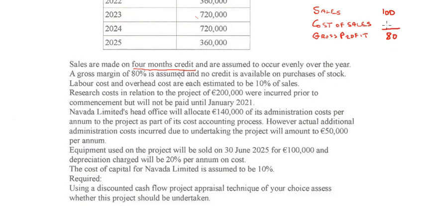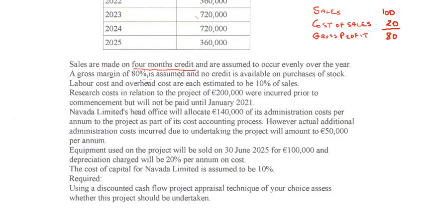And then we can easily work out what the cost of sales must be. The only figure that when you subtract it from 100 gives you 80 is 20. So a gross margin of 80% automatically means a cost of sales percentage of 20%. If our gross profit is always 80% of our sales, our cost of sales, which is the purchase cost of our sales, is going to be 20% of the sales.